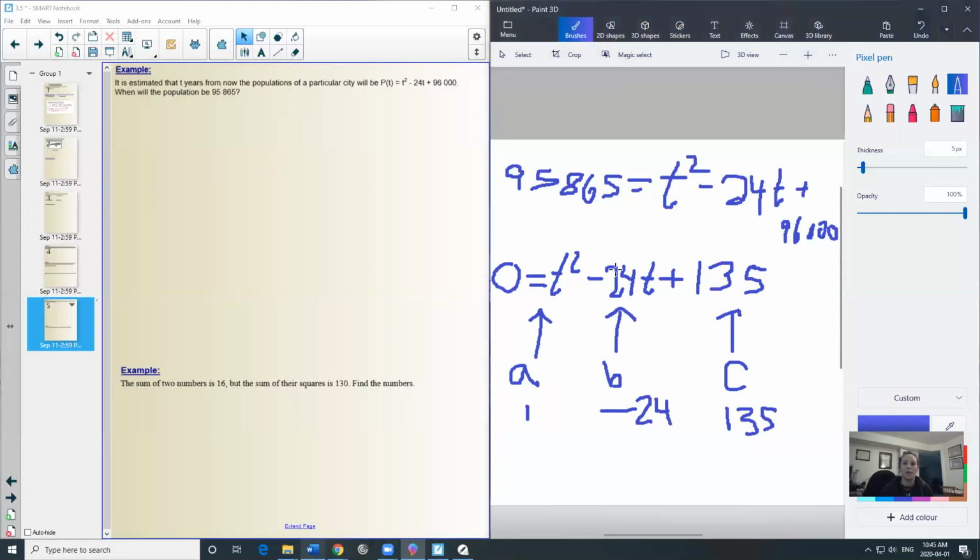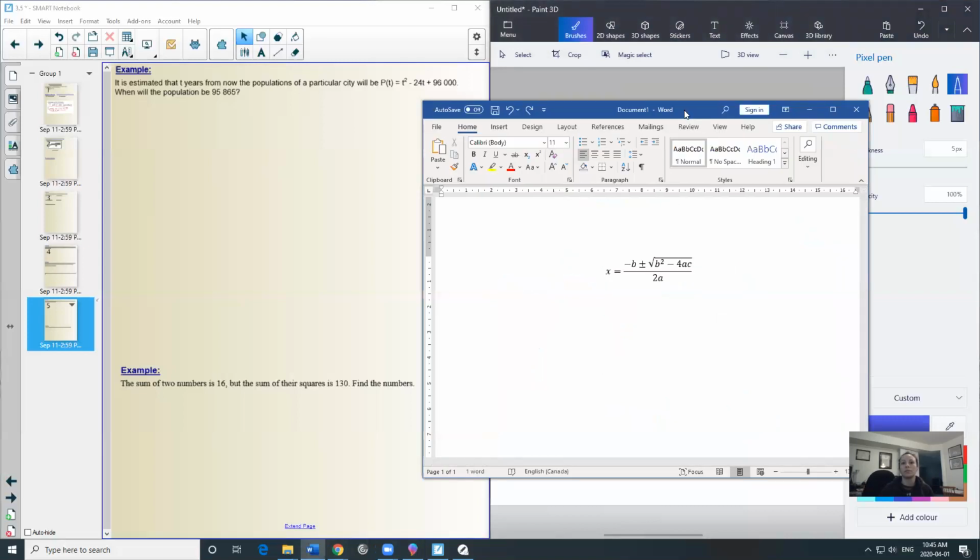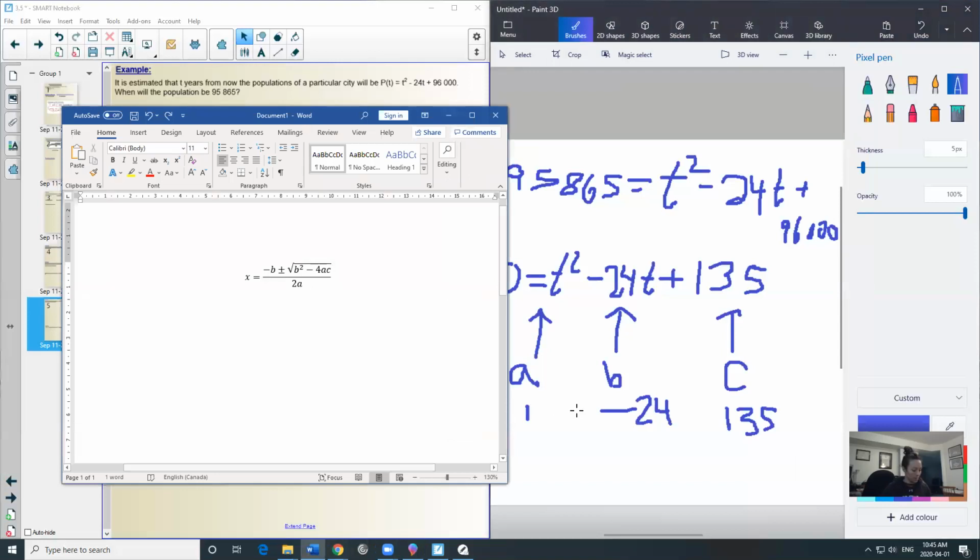I've got something open in Word so we can see what's going on. We're going to go to our quadratic formula. But instead of B, I'm going to plug in negative 24. My A value is 1. I don't actually need to write a 1 because 1 times anything is just itself. And my C value is 135. Down here, 2 times 1 is 2. Now we can start to simplify.